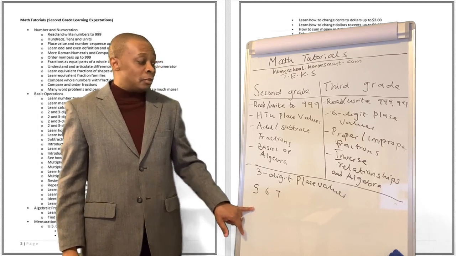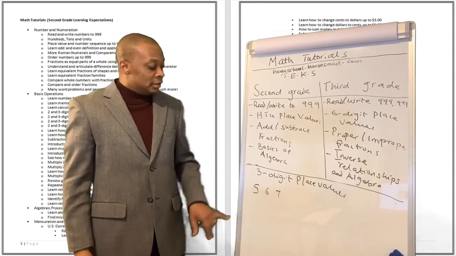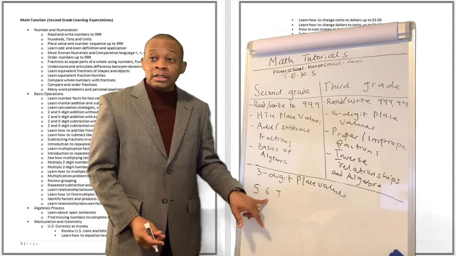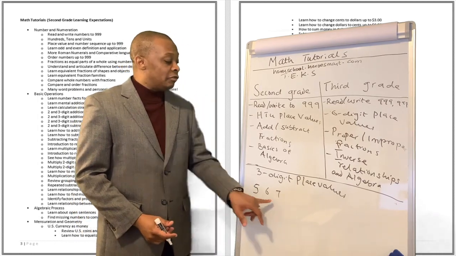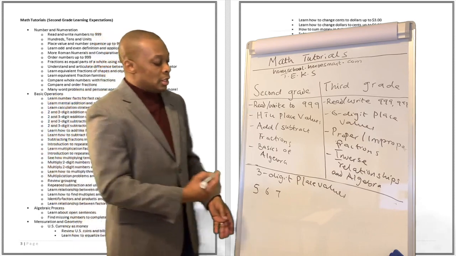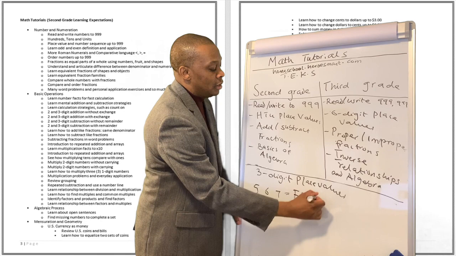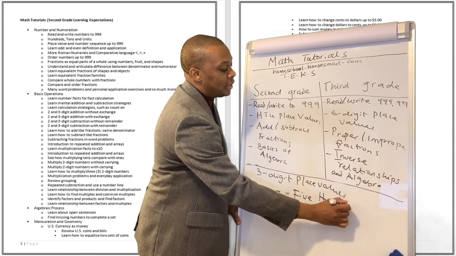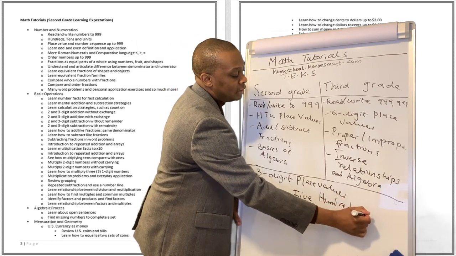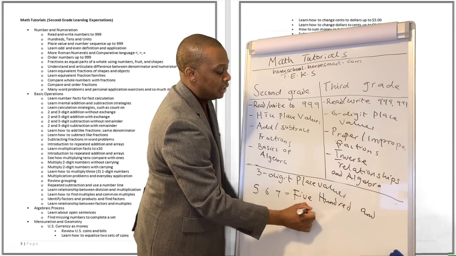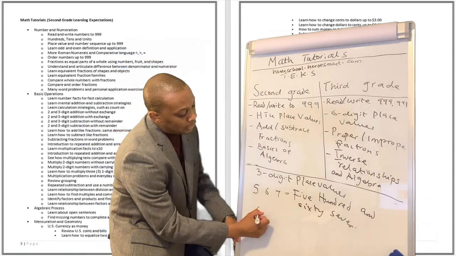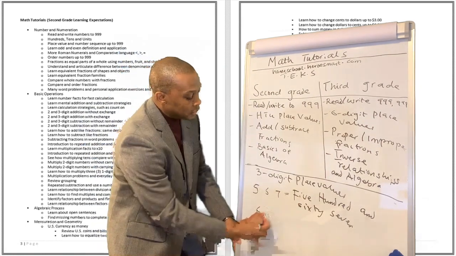It's a 3-digit number. Why? Because it has 3 digits in it. The first digit is 5, the second digit is 6, and then this one is 7. It is called 567. And you can write it down for the child: 500 and 67.